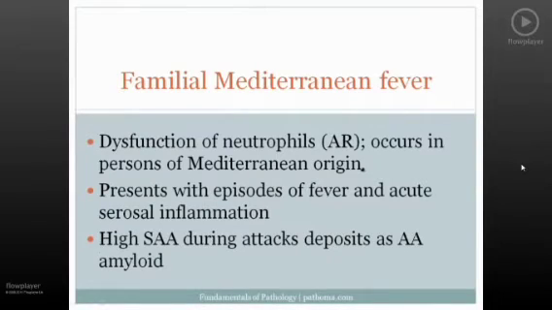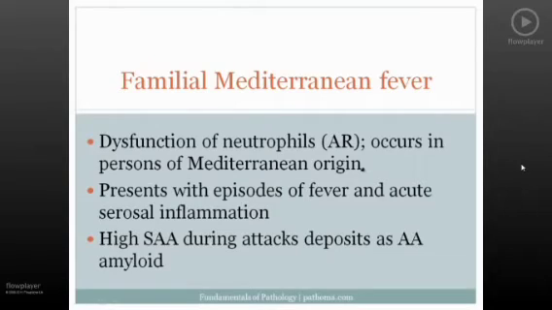For example, if it involves a serosal surface of the heart, that's the pericardium, it can present mimicking myocardial infarction. If it involves a serosal surface of the abdomen, it can present mimicking acute appendicitis. And so these are some of the classic clinical symptoms of familial Mediterranean fever.